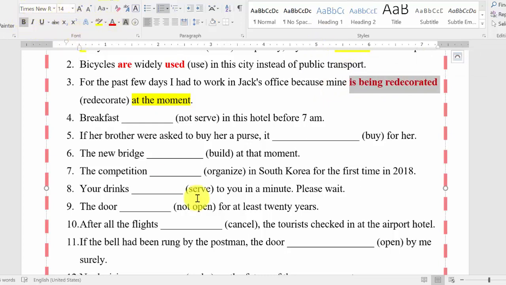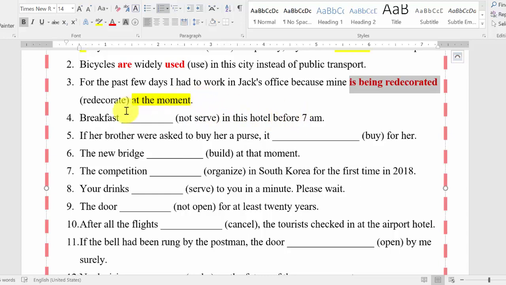Okay, so number 4. When you have questions like this, like number 3, you should be very careful. You should look at your verb. It is in that clause, your blank. Which one is your keyword? You need to be very careful when you see questions like this. Okay, so number 4: breakfast what not served in this hotel before 7 a.m.